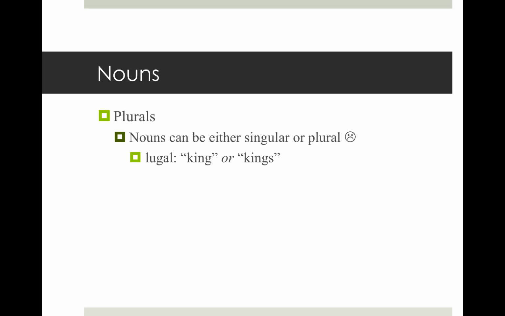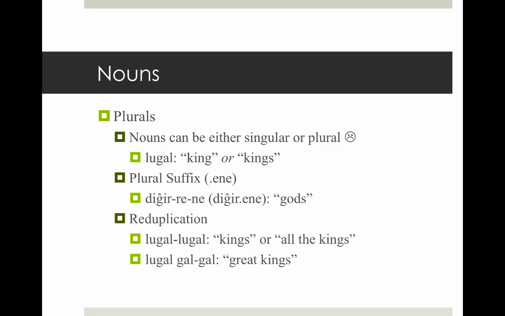Sorry. They also can reduplicate words. So if you write lugal, it can mean king or kings, but lugal, lugal can mean kings, or more often something like all the kings. And they can reduplicate the adjective. We're going to talk about this in just a minute, but the word gal here is an adjective meaning big or great. We've seen that a couple of times. So lugal, gal would be great king. If they write lugal, gal, gal, that means great kings, plural. Hope that makes sense.